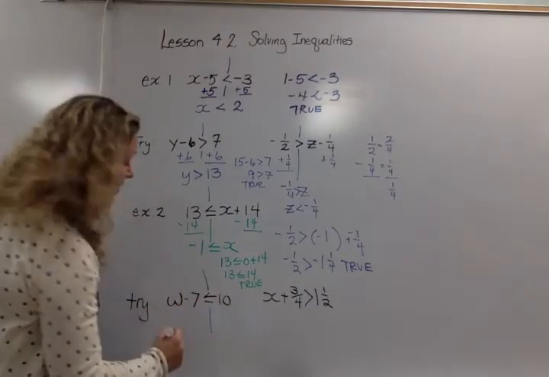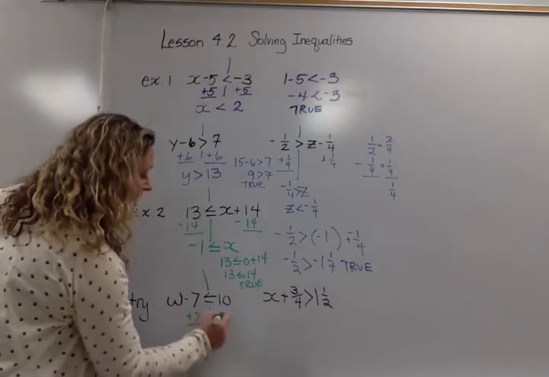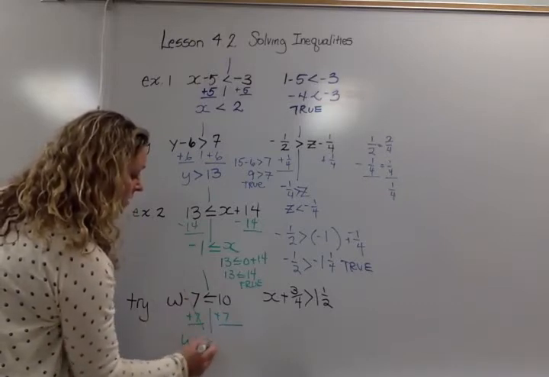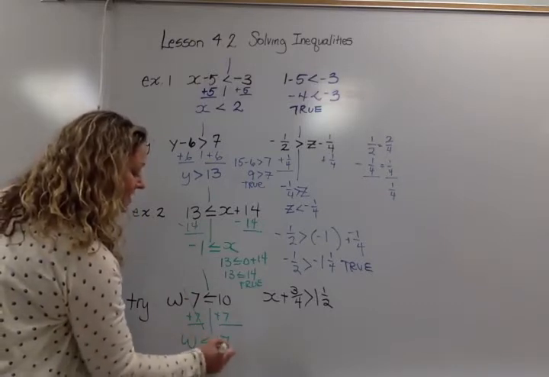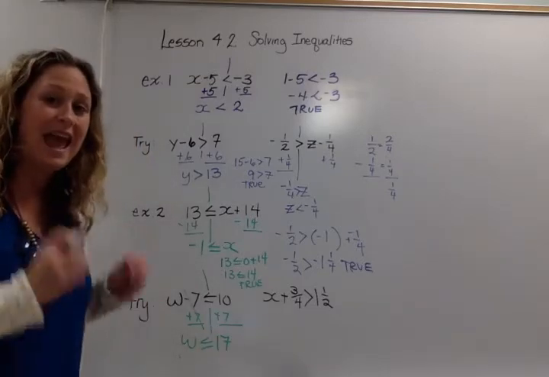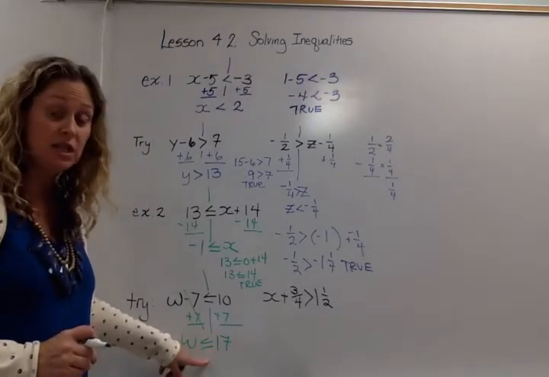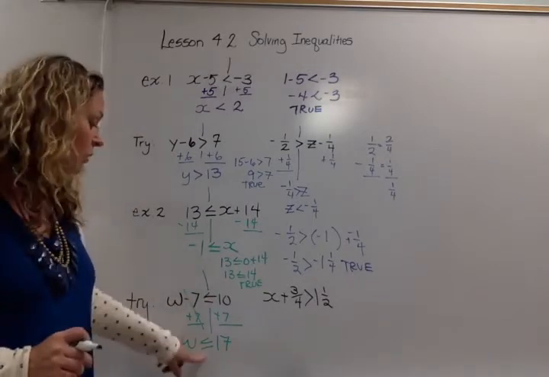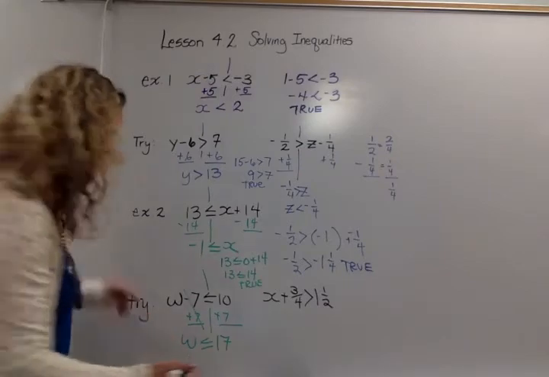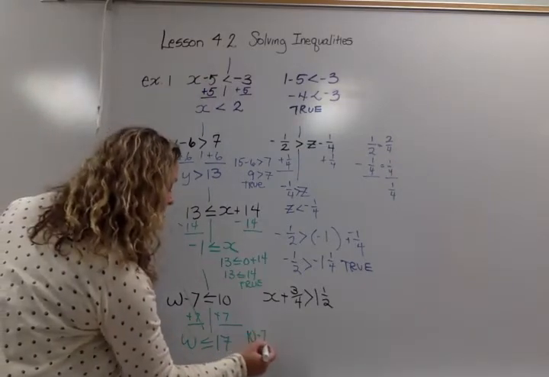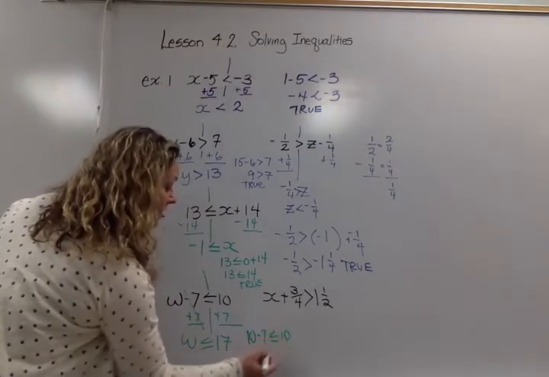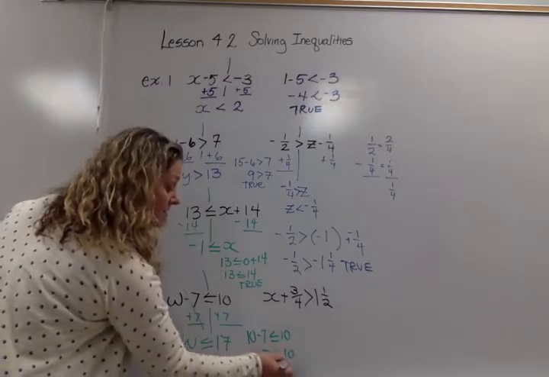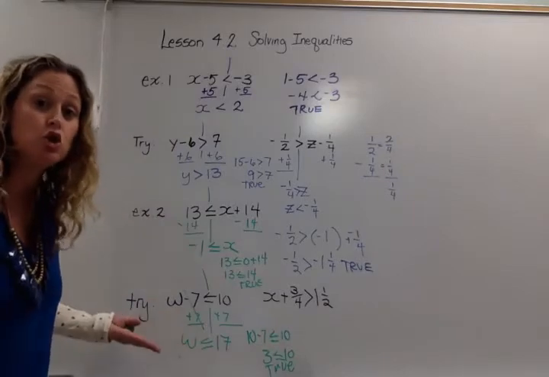I'm going to treat this again like an equation. I'm going to add 7 to both sides to isolate my w. Those cancel out. I have that w is less than or equal to 17. That means any value equal to 17 or less than 17 will make this statement true. So I'm going to go ahead and pick 10. 10 minus 7 is less than or equal to 10. Well, is 3 less than or equal to 10? It is. That means the statement is true.